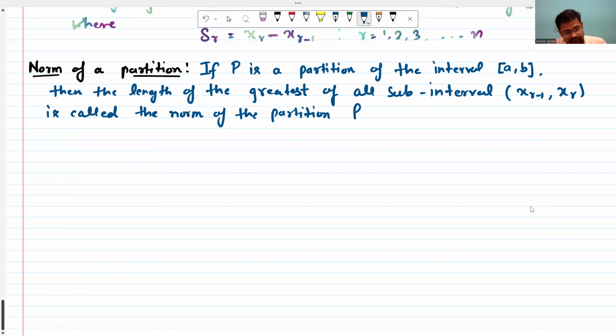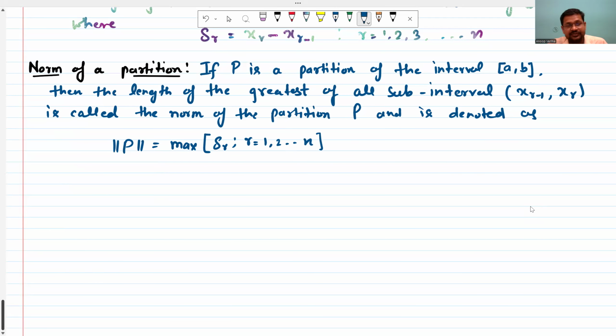Partition P, and it is denoted as norm of P, where P means some partition. It is the maximum of all the lengths; the maximum among all of them is called the norm of the partition. So r equal to 1 up to n, there are n subintervals, and the maximum length among them is called the norm of the partition.